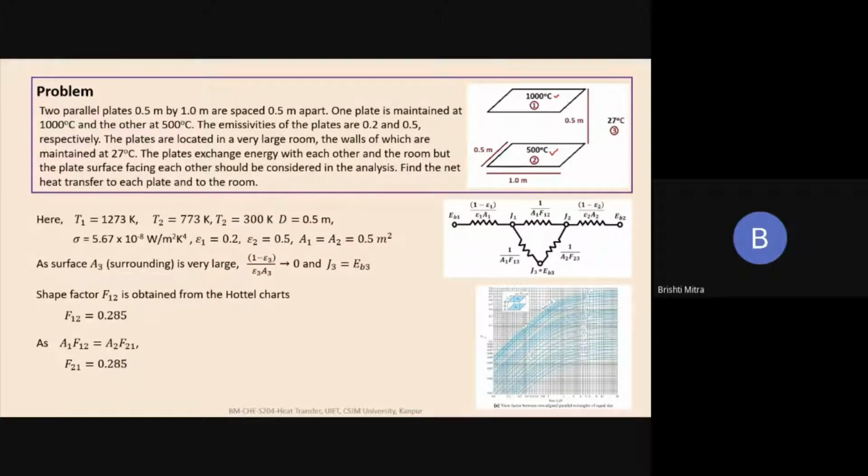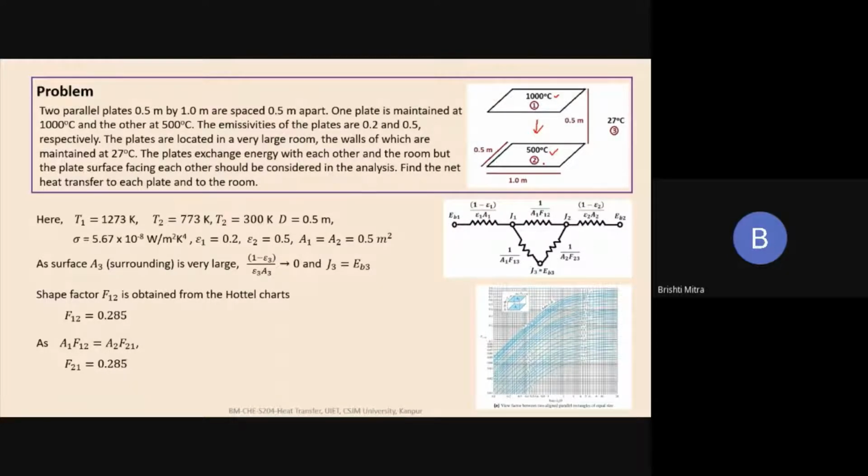The plates exchange energy with each other and also with the room, but the plate surfaces facing each other should be considered for analysis. So when we are talking about the net rate of heat transfer, this is the net rate from one plate to another. Find the net heat transfer to each plate and to the room. That is, how much heat is being transferred from plate 1 to plate 2, and from plate 2 to plate 1 and to the room.